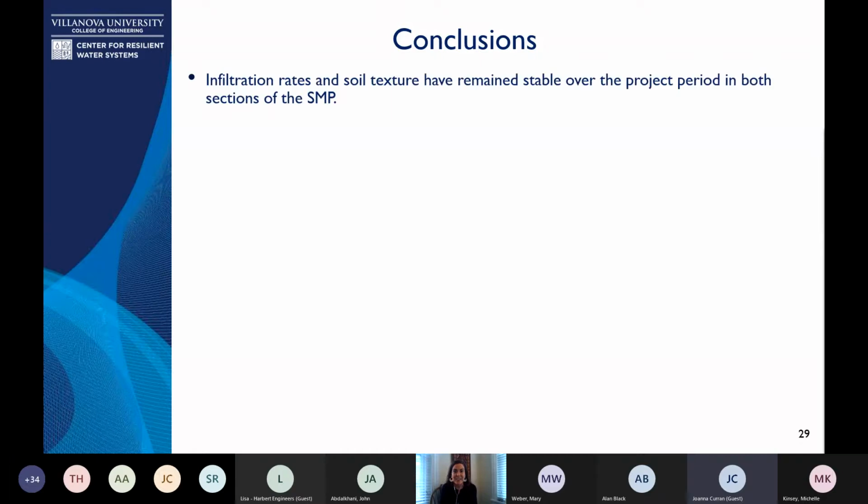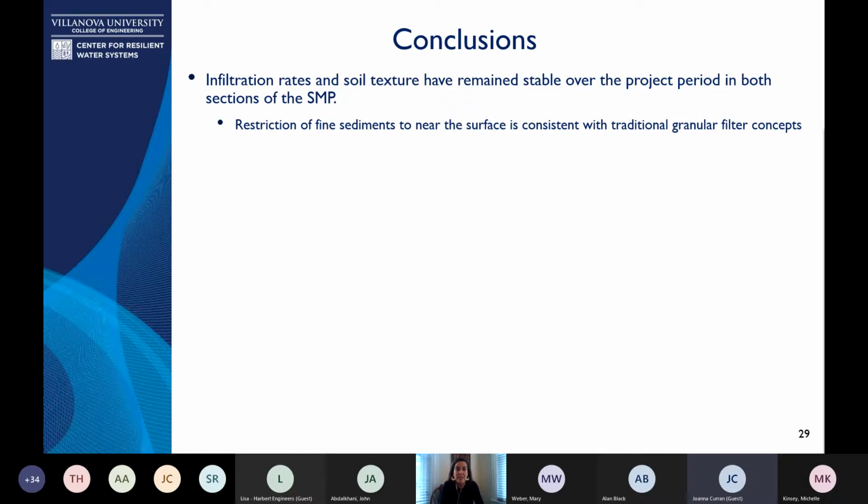So in conclusion, the infiltration rates in the soil mixture in the SMPA have remained pretty stable over time, even though you have sediments coming in. But the reason they've been able to remain stable is because that media is acting as a filter for the fine sediments that are coming in. Because of the particle size distribution of the sediments that are coming in, it's able to perform that way. So the restriction of fine sediments to the near surface is consistent with the traditional granular filter concepts.